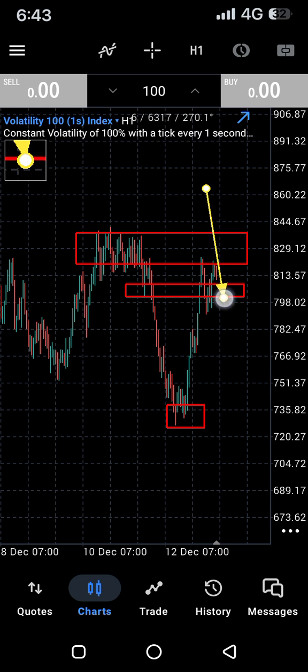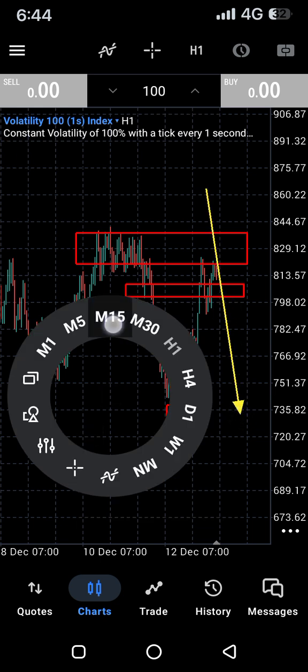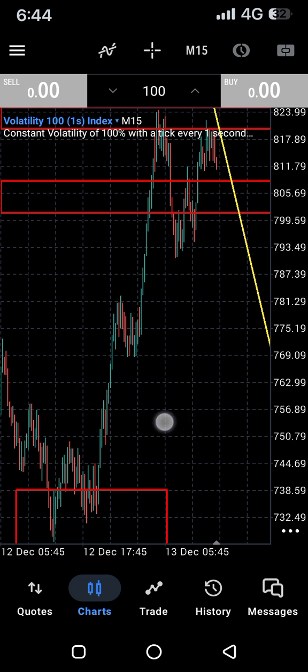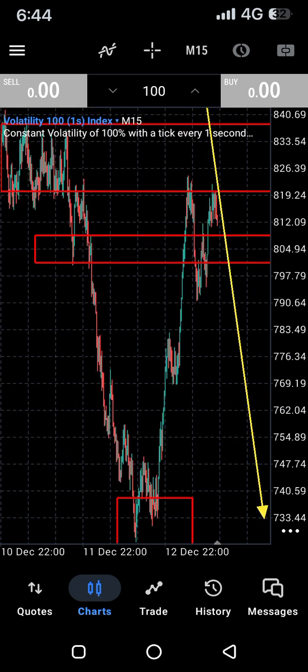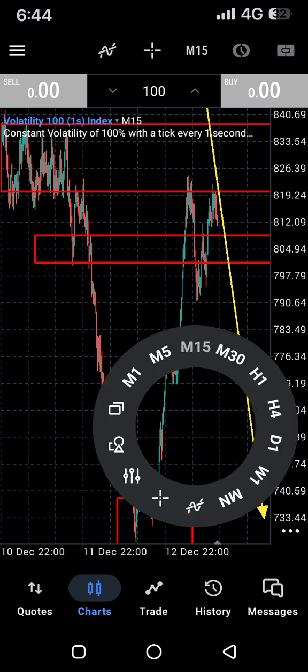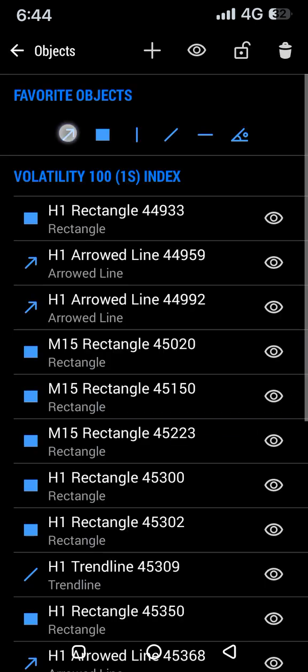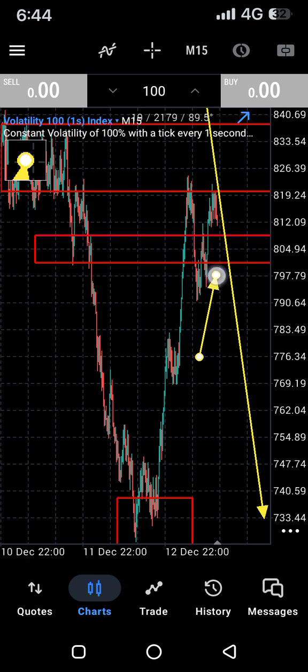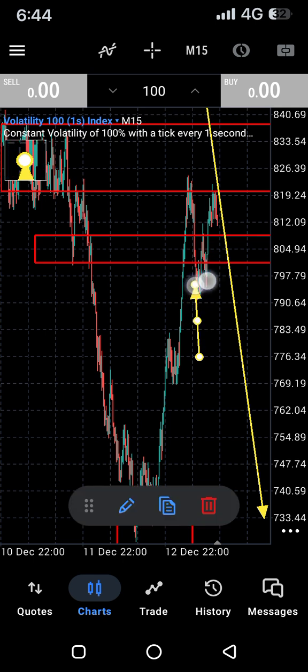But for extra confirmation, you guys can enter when price changes character on the lower time frame, like the M15. If you go to the M15, you see that price is making higher highs and higher lows. So you wait for price to make a new higher low. For instance, this over here, we have price making a higher low, and then afterwards another higher low. If you wait for price to break any of these higher lows, you can have a safer entry. In fact, that's what they call a sniper entry.